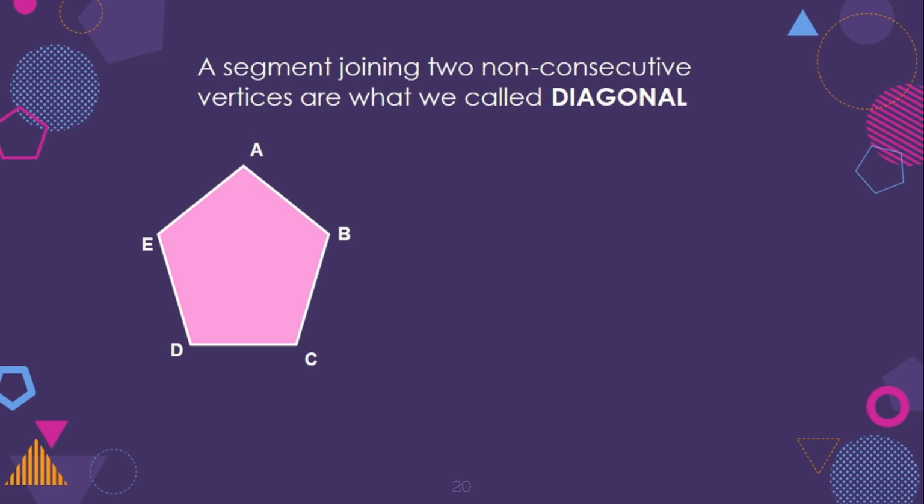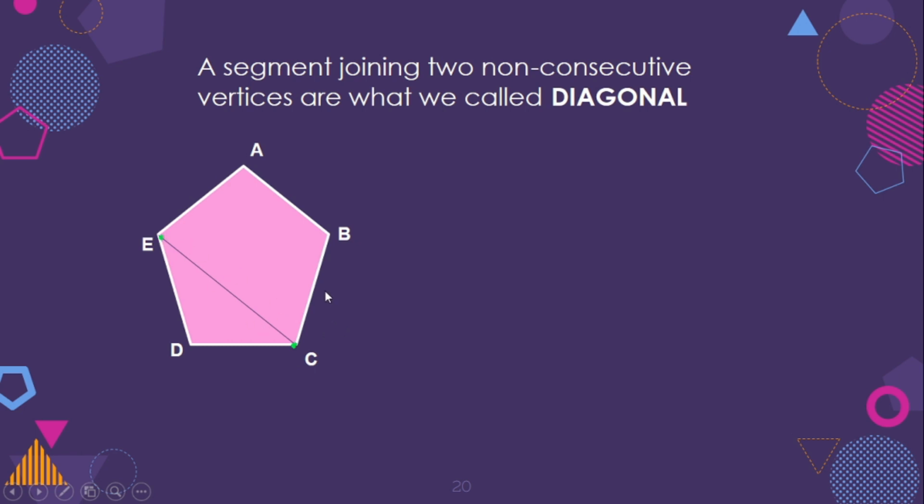Next is a segment joining two non-consecutive vertices, what we call diagonals. If we have a line segment that joins two non-consecutive vertices, we call it a diagonal. For example, I have a segment that joins E and C. E and C are non-consecutive, meaning they are not next to each other, right? So a line segment connecting these two is what we call a diagonal.